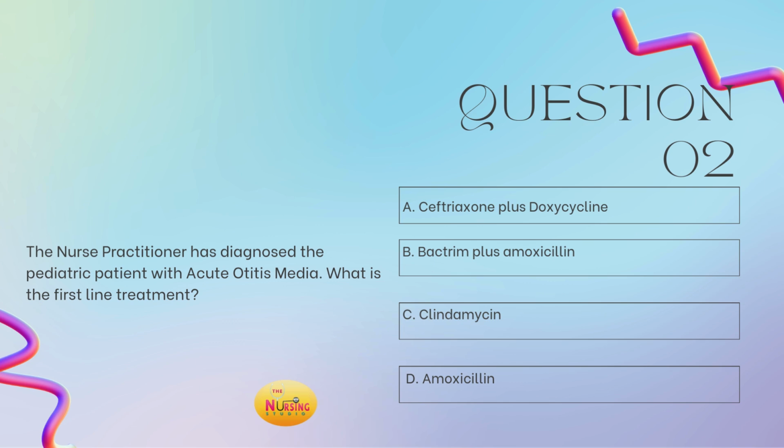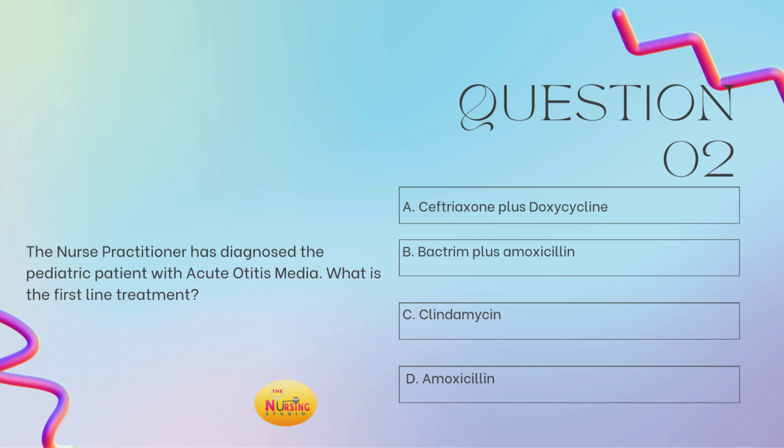So, stem of the question is, what is the first line treatment? So here, this is a pediatric patient diagnosed with acute otitis media, and D, amoxicillin is the first line. Y'all know Brittany's brilliance that I tell y'all with acute otitis media is to think of the A's, right? Think of the A's.